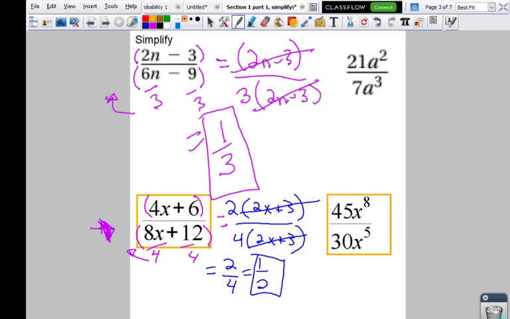So if you got 2 over 4, you're not wrong. It's just a little bit more you can do. All right, let's look at 21a squared over 7a over here on the top right.